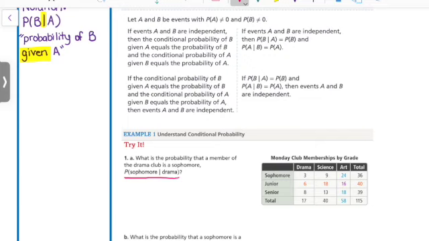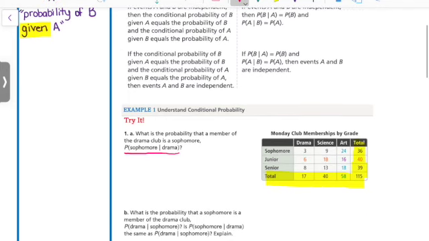So if my table had not had totals, the first thing I would have done is made totals. Okay, so luckily that saves us a step. They already did it for us. Yay. So the bottom here is the total. So we want total for drama. So total for drama is 17. Of that total, how many of them are sophomores? Well, 3 of them. So my probability is 3/17.